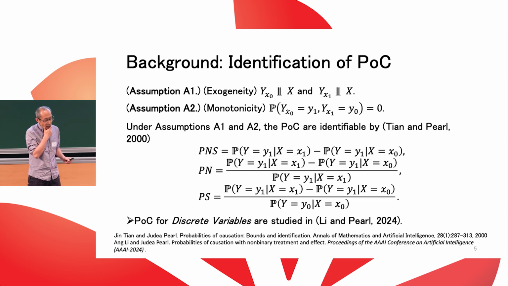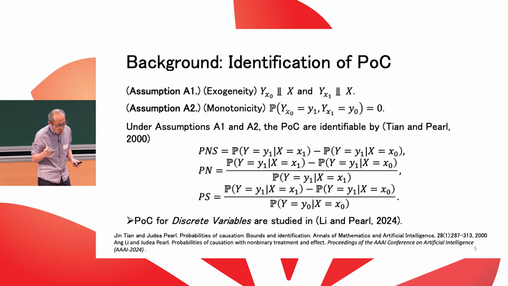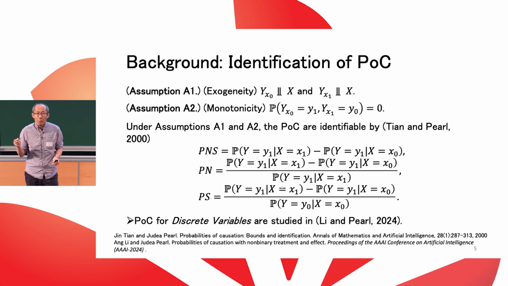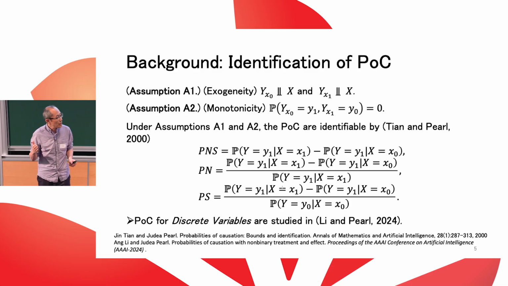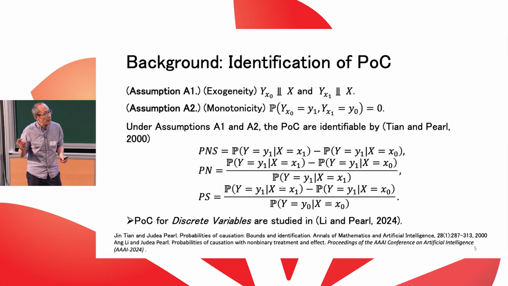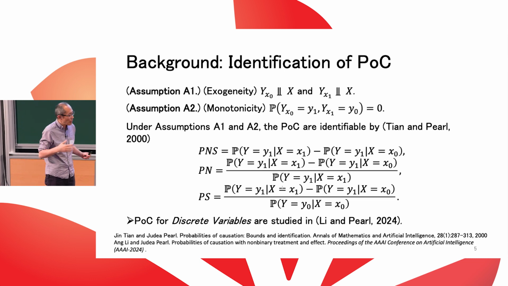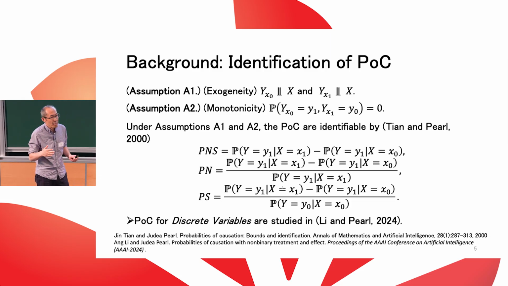It has been shown that under these two assumptions, the three probabilities of causation become identifiable. They can be expressed in terms of observed quantities, like observed probabilities. That's the original theorem of POC. They have been widely used in AI in different applications, whenever you need to provide a causal explanation or assign blames, assign responsibilities, and so on.